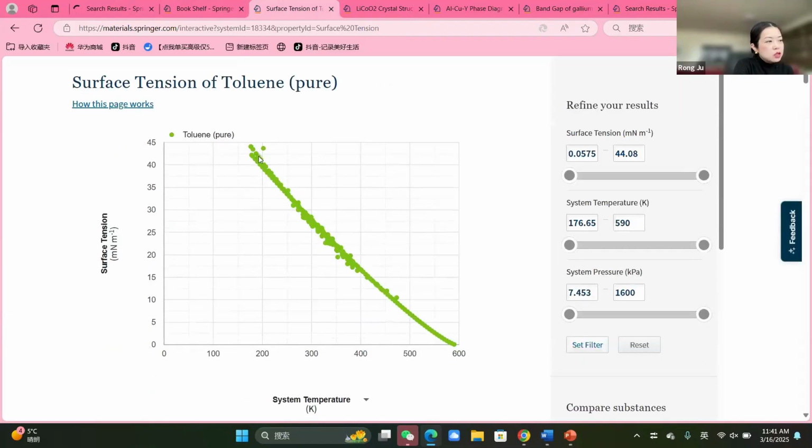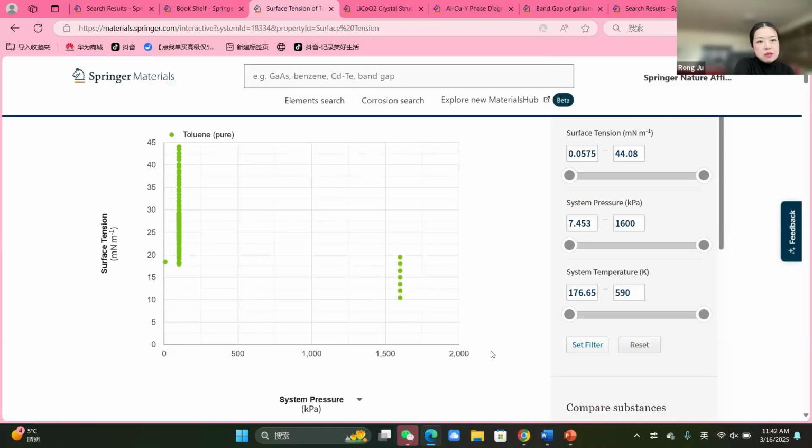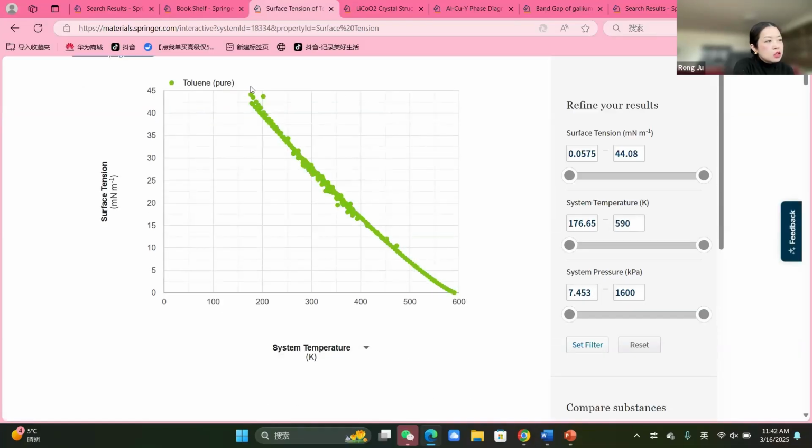So here we're looking at the surface tension of toluene. We look at this curve. All these graphs are interactive. You can read the points, you can measure the number behind each point, or you can take a look at these points by system temperature or by system pressure. In this curve, you have almost 500 different points.